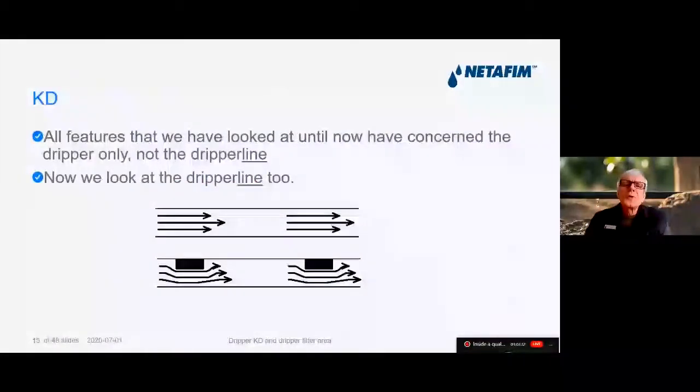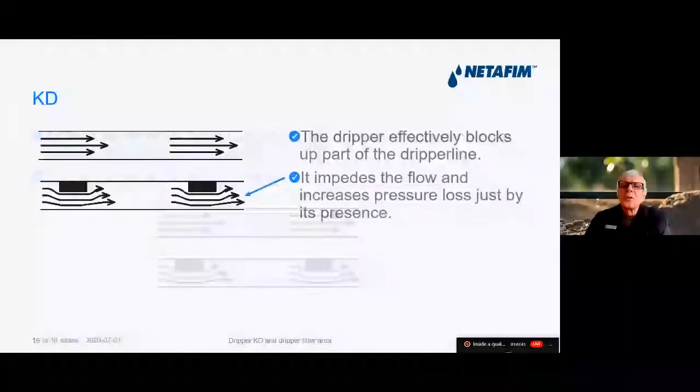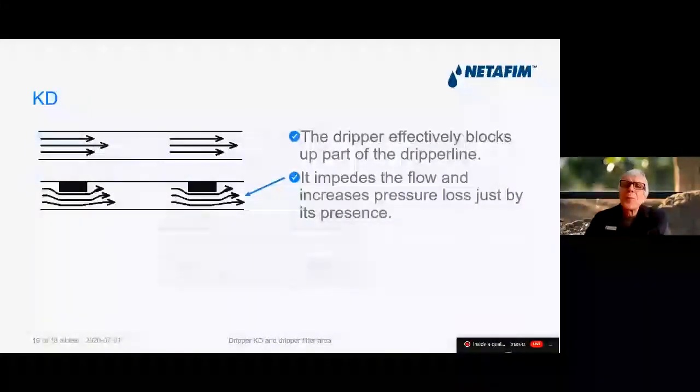All features that we have looked at until now have concerned the dripper only and not the dripper line, but now we're actually looking at the dripper line itself. The dripper effectively blocks up a part of the dripper line, and it impedes the flow and increases the pressure loss just by its very presence.